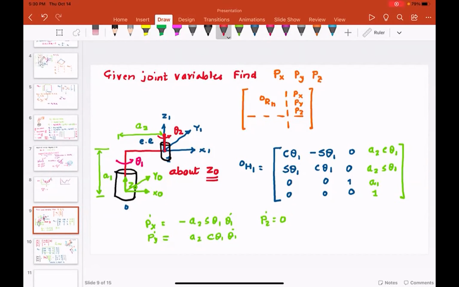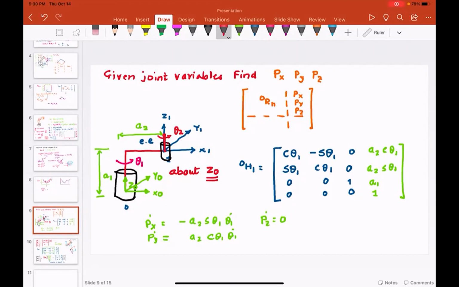Pz gets a little higher. I agree. So Px, Py, and Pz will change. Px and Py are not going to change. You agree with me? In other words, this is the key point that I want to make. Px dot, Py dot, and Pz dot are not going to change. You agree with me?